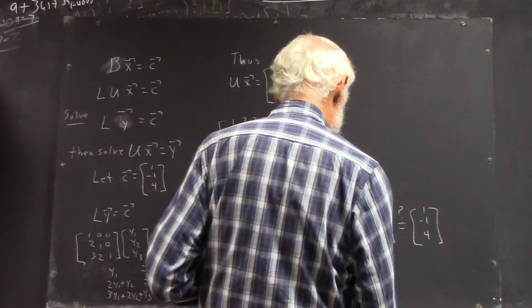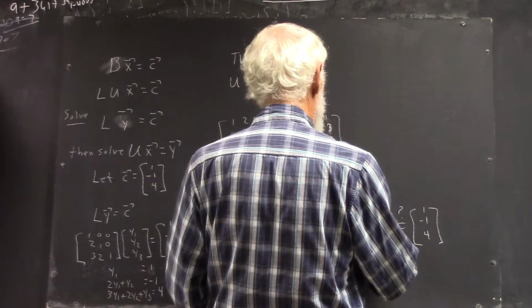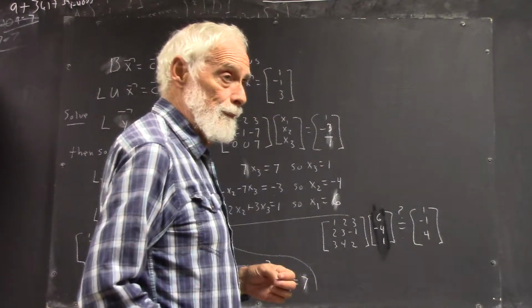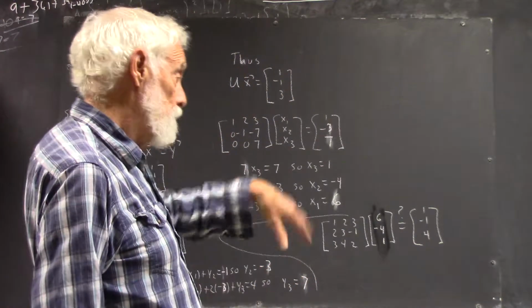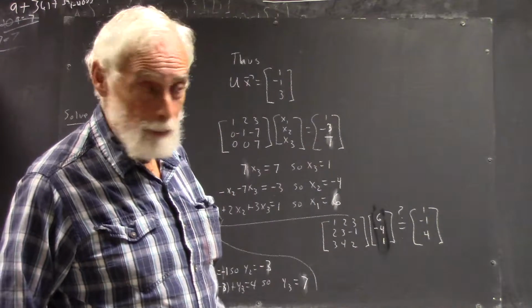So, this should be 6, negative 4, 1. That's what I got. Yeah, I just wrote it down wrong. Just looked at that column and wrote it down. So be careful, like I'm not.